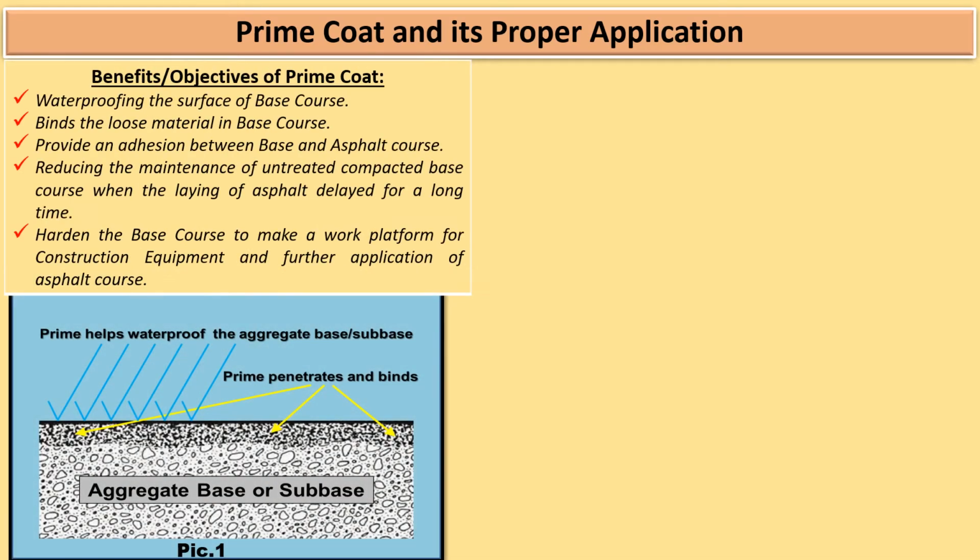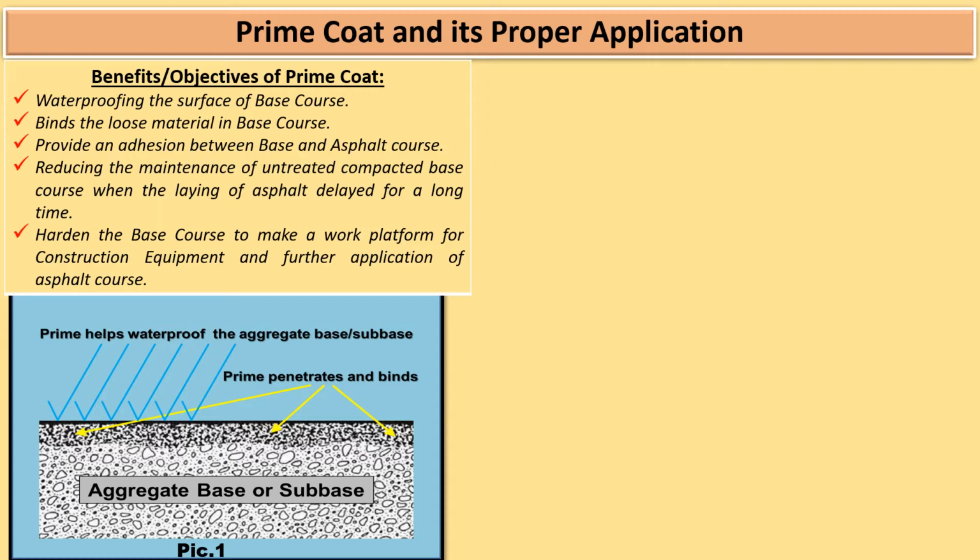Prime coat and its proper application. The picture shown in the left side below is about the penetration of prime coat material into the granular base course. Due to its nature of low viscosity, it penetrates through the voids inside the base course, binds the material together and plugs the capillary voids after its setting. It also binds the loose materials on the surface, seals the surface pores and makes it water resistant.